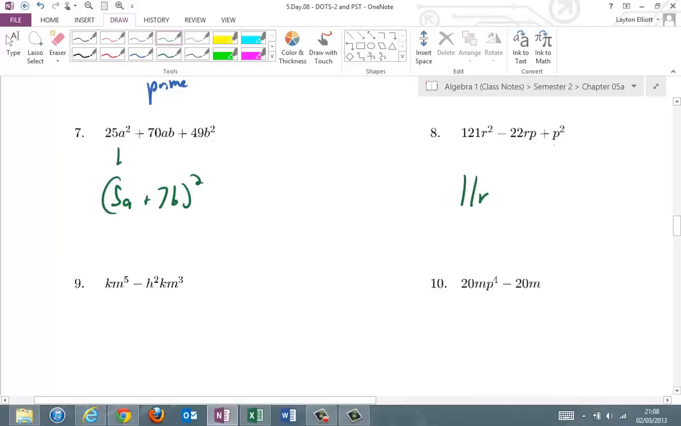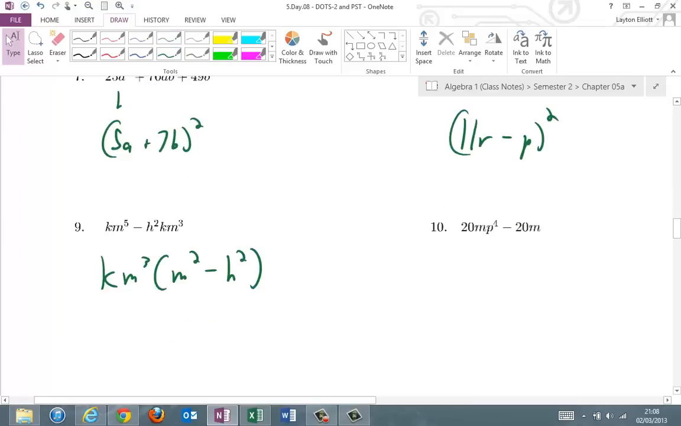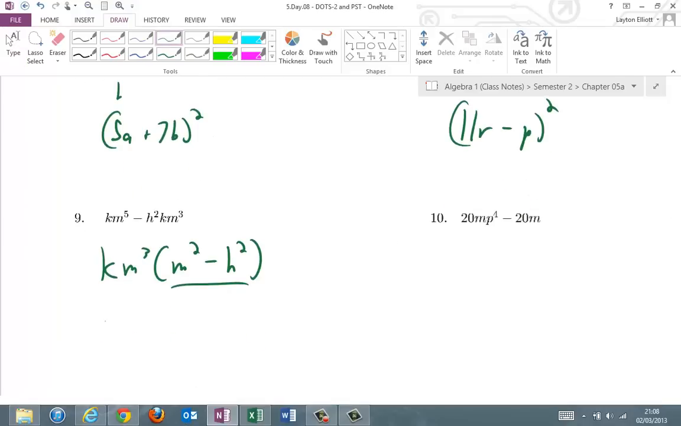This is 11r with a p and a minus. 2 times 11 times is 22, so that is a perfect square. Here I'm going to take out a greatest common factor because it's only 2 terms, and that's the first thing I always check. We've got a k, and we have an m to the third, so we have m squared minus, and then I have h squared. You'd think we'd be done, but look at what's left. We have a difference of 2 squares. So I'm going to keep the km to the third, and I'm going to factor this into m minus h and m plus h.